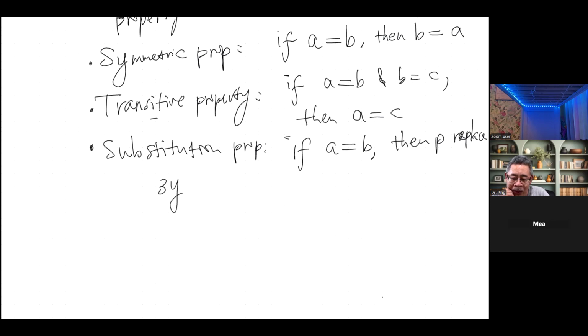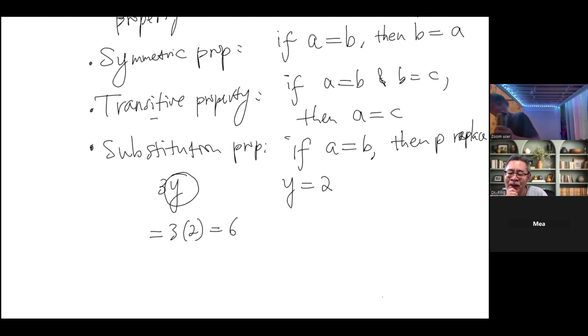Well, if we know y is equal to 2, then we can replace y with 2. So therefore, 3y will be 3 times 2. That gives us 6. So we replace y with 2 because y is equal to 2. So that's called the substitution property. We use that solving systems of equations.